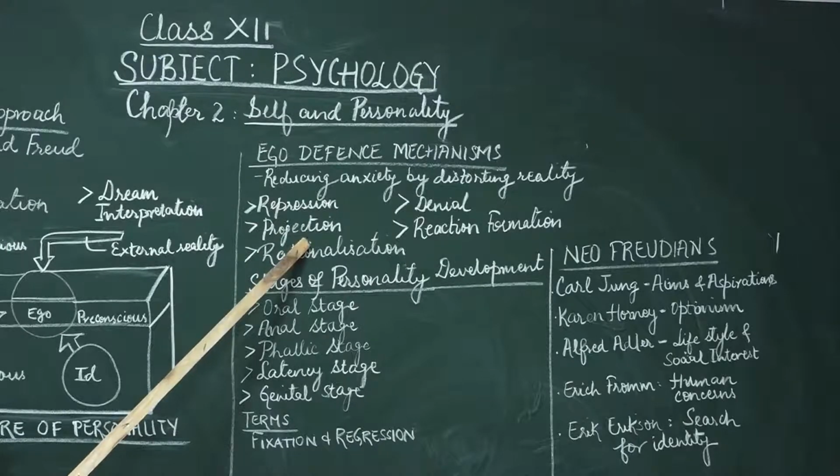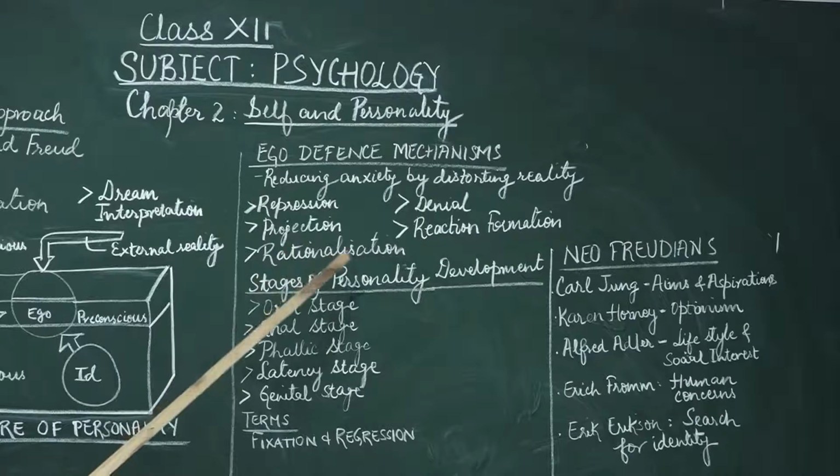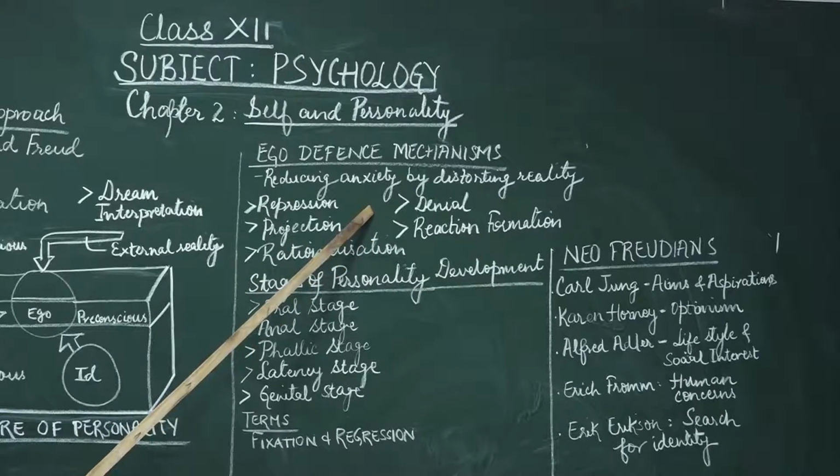Next we come to projection. People attribute their traits to others. For example, if a person has a strong aggressive tendency, he may see the other people as acting in an aggressive manner. Denial. People totally refuse the reality. For example, if a person has contracted a serious illness, he may refuse and say that no, I'm perfectly alright. I don't have a serious illness.